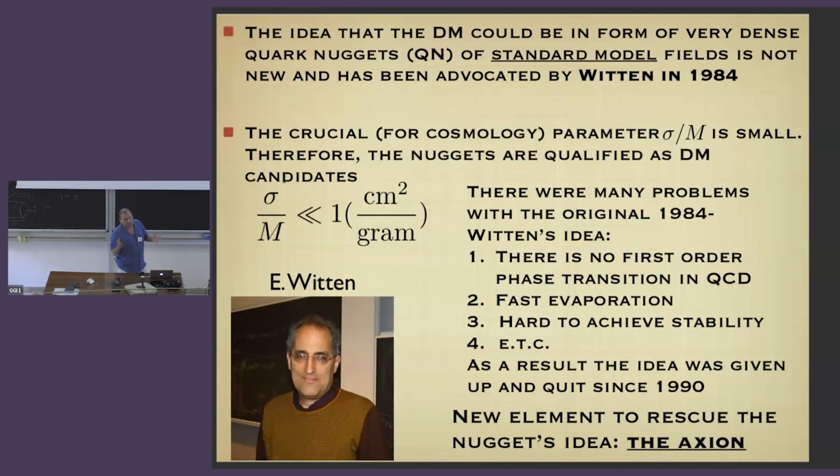Nevertheless, again, the old generation remembers what happened after Witten suggested that in the 80s: that there is no first order phase transition. I am a QCD person. I know exactly how it happened when people realized that there is no first order phase transition.